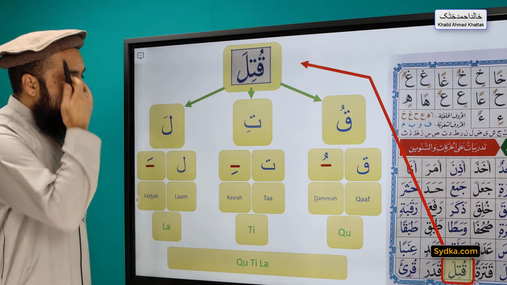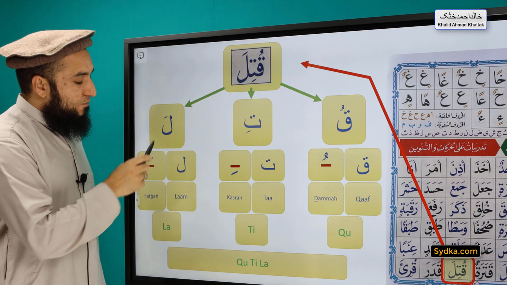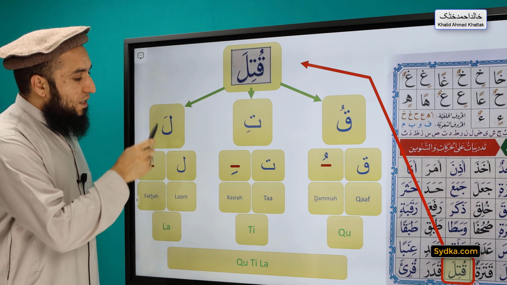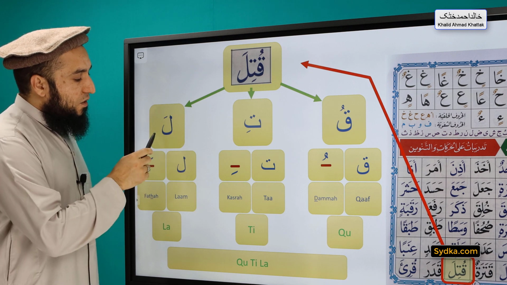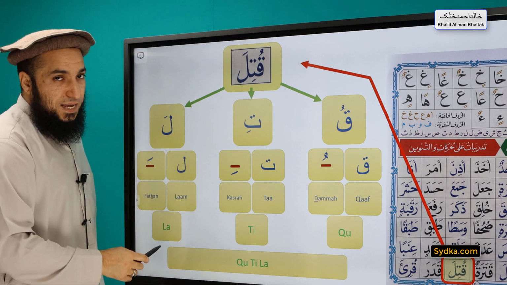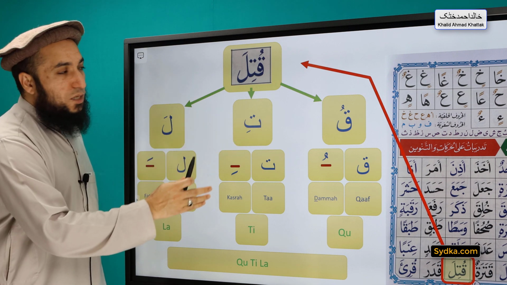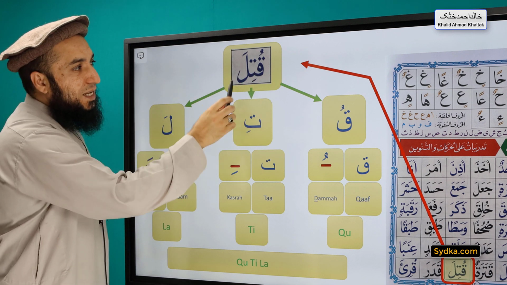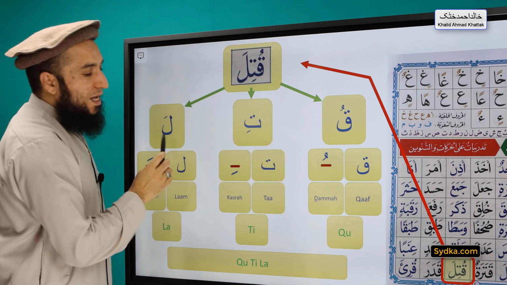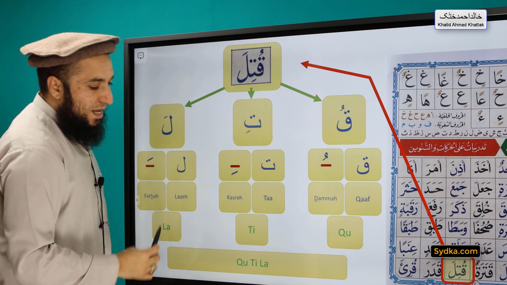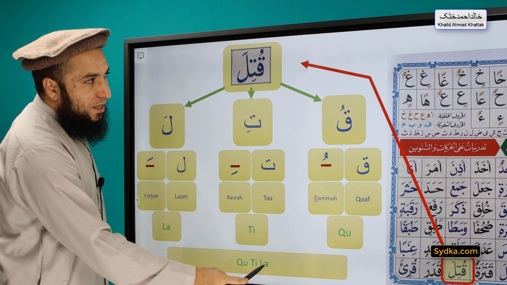The third syllable we have is lam fatha la. Lam is not silent, and we have fatha on it. Lam fatha la. So now we combine these 3 syllables, and we have qutila, qutila, qutila.